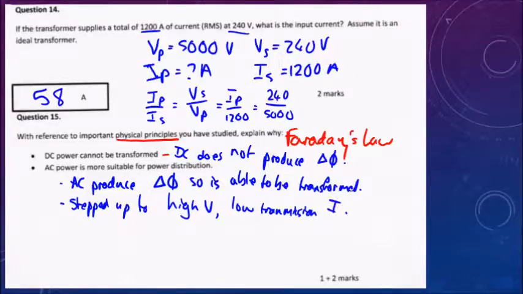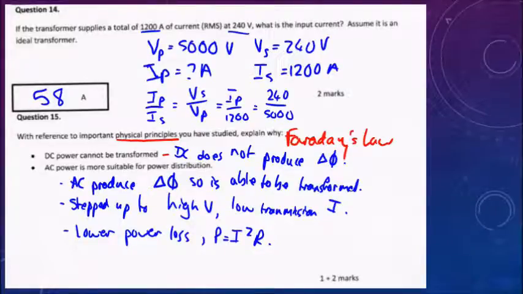Now, then we can say that there is low power loss or lower power loss, and I would link that to P equals I squared R, and in particular that as the transmission current decreases, the power loss is going to decrease in proportion to the square of that.